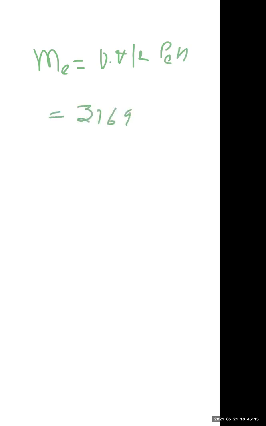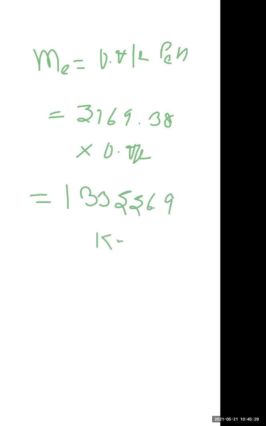Then we have to calculate ME, moment due to earthquake forces. That moment is equal to 0.412 PE into H, that is 3769.38 into 0.412, and the final value is 133,556.9 kilonewton meter. This is the moment.